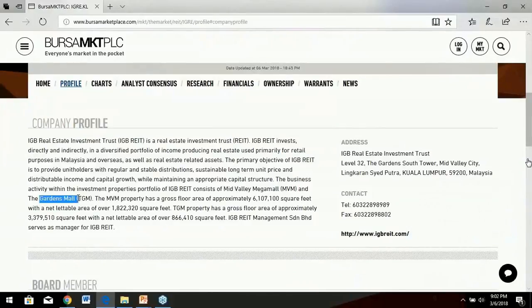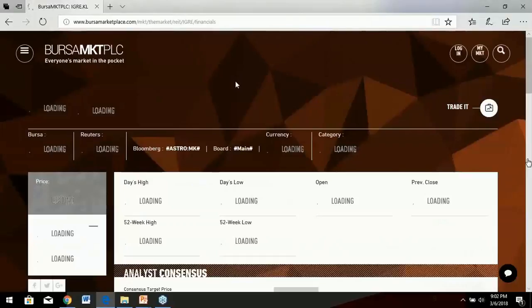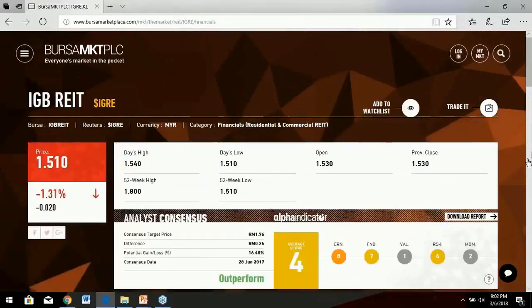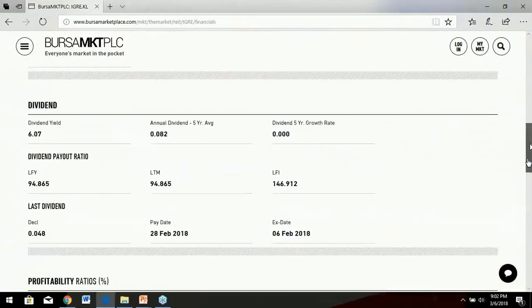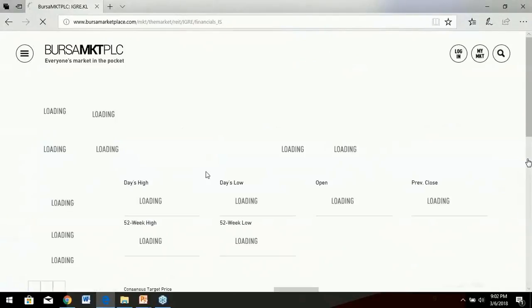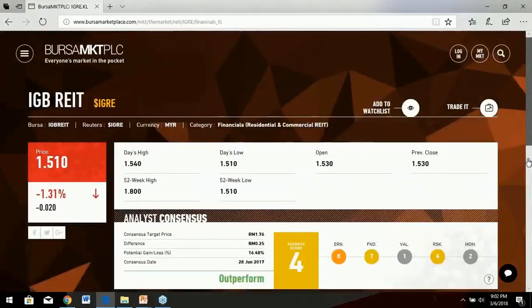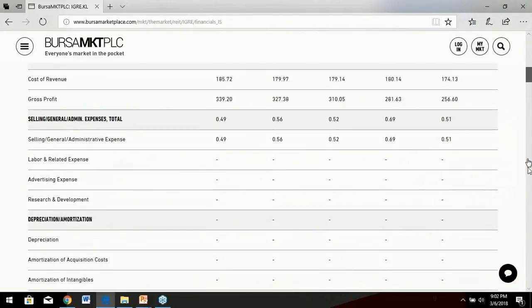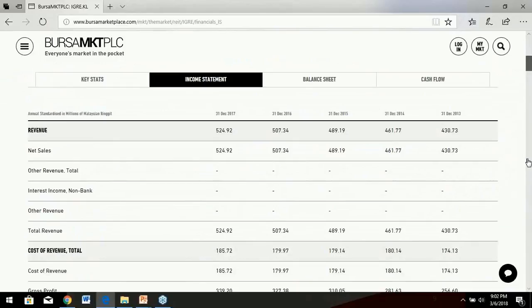So the first information is done. Now we move on to the next information, which is financials. Click on the financials. Basically, we need to find three things. Don't bother about the key stats for now. I'm going to just click on the income statement. There are three things that you need to make sure of in order to find out that this stock is a good dividend stock. The first one is this revenue.